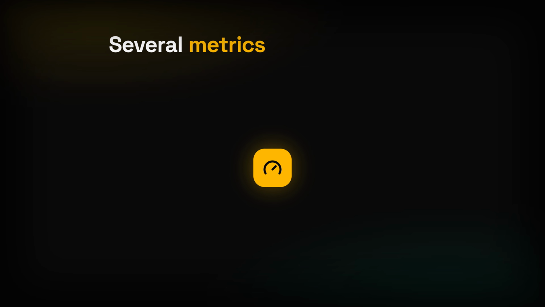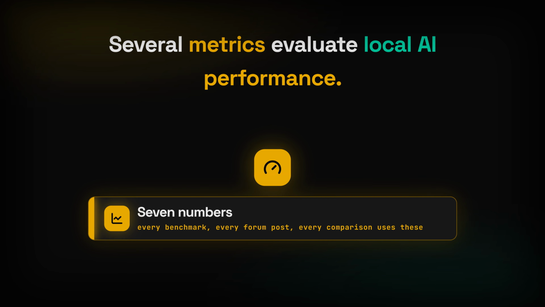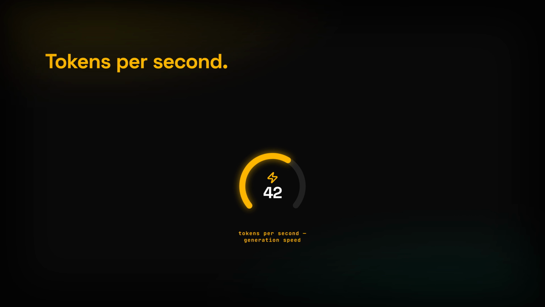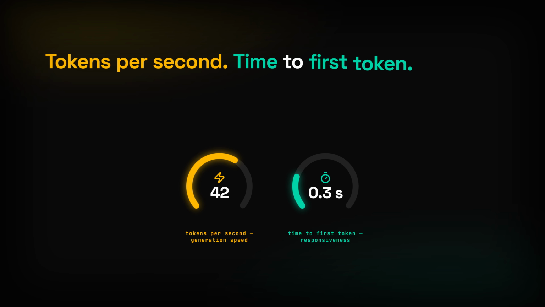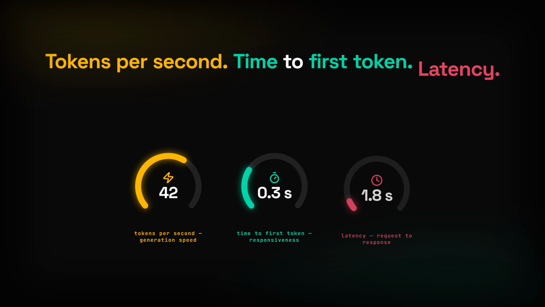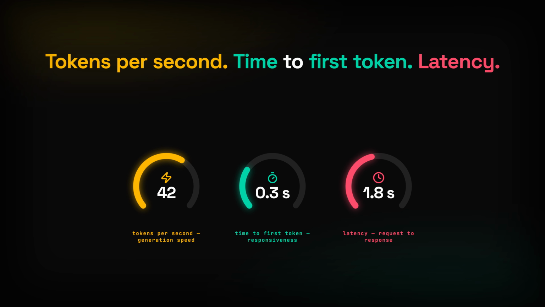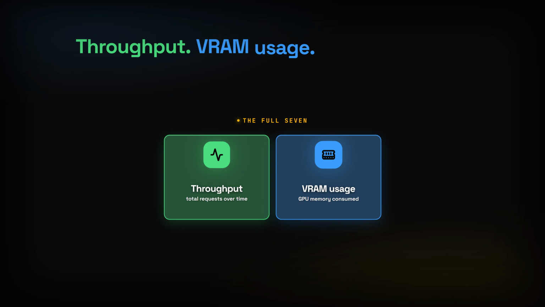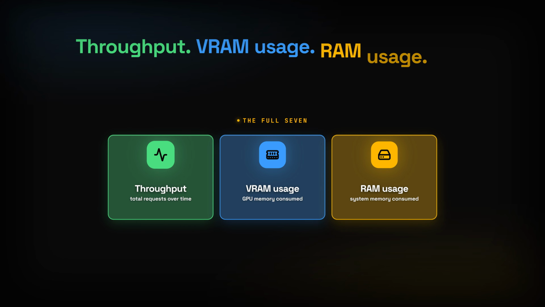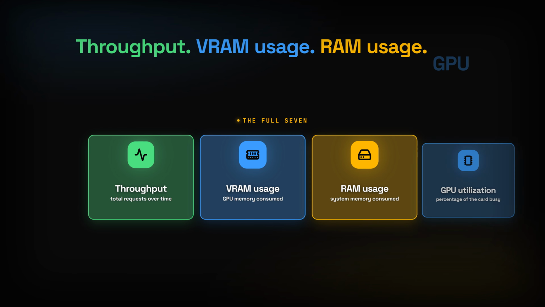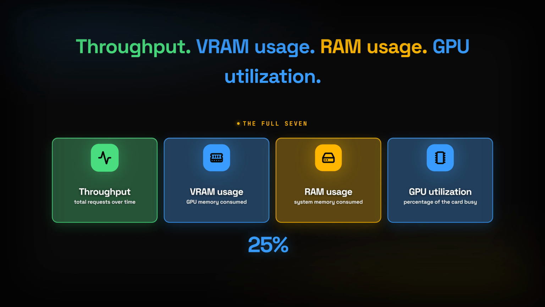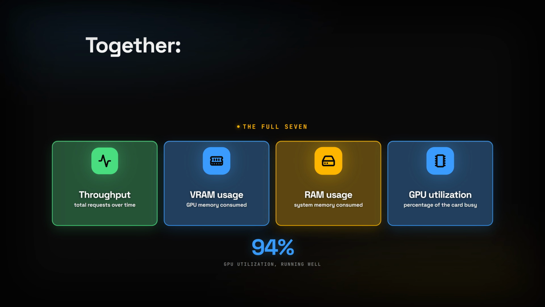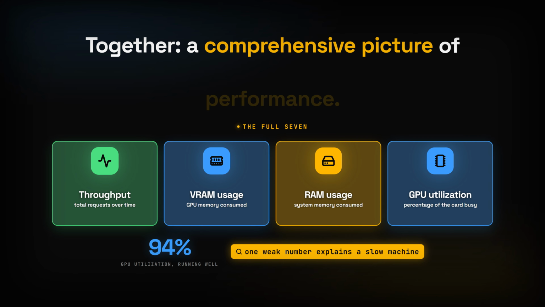Several metrics are commonly used to evaluate local AI performance. Tokens per second measures text generation speed, time to first token measures responsiveness. Latency, time between request and response. Throughput, total requests processed over time. VRAM usage, GPU memory consumed. RAM usage, system memory consumption. GPU utilization, percentage of GPU workload. Together, these metrics provide a comprehensive picture of inference performance.